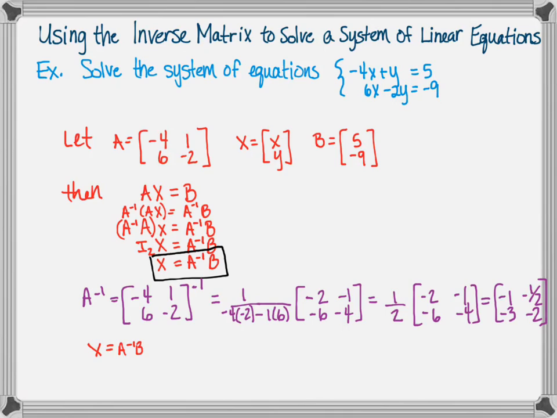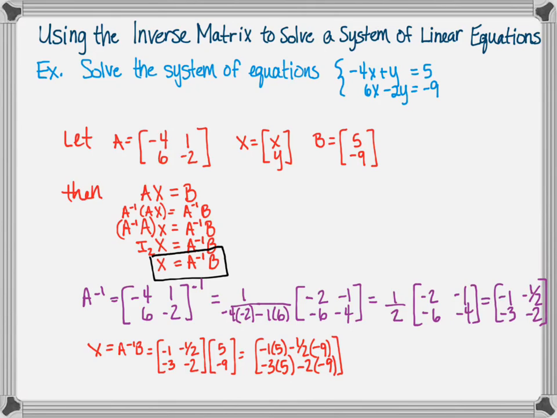Now, X is equal to the inverse of A times B. So let's multiply the inverse of A, negative 1, negative 1/2, negative 3, negative 2, by matrix B, which consists of 5 and negative 9. And this product is negative 1 times 5 minus 1/2 times negative 9, and negative 3 times 5 minus 2 times negative 9, which simplifies to negative 1/2, 3. So this means that X equals negative 1/2 and Y equals 3. Or we have the solution negative 1/2, 3.